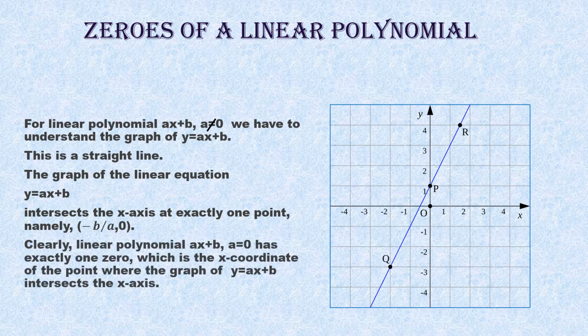Clearly, the linear polynomial ax plus b where a is not equal to 0 has exactly one zero, which is the x-coordinate of the point where the graph of y equals ax plus b intersects the x-axis.